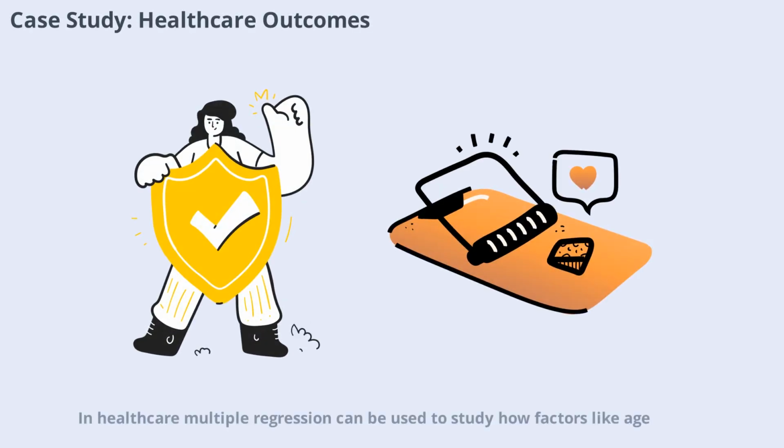In healthcare, multiple regression can be used to study how factors like age, lifestyle, and treatment type affect patient outcomes. By analyzing these relationships, healthcare providers can identify key risk factors and tailor interventions to improve patient health. This approach supports evidence-based medicine and better patient care.